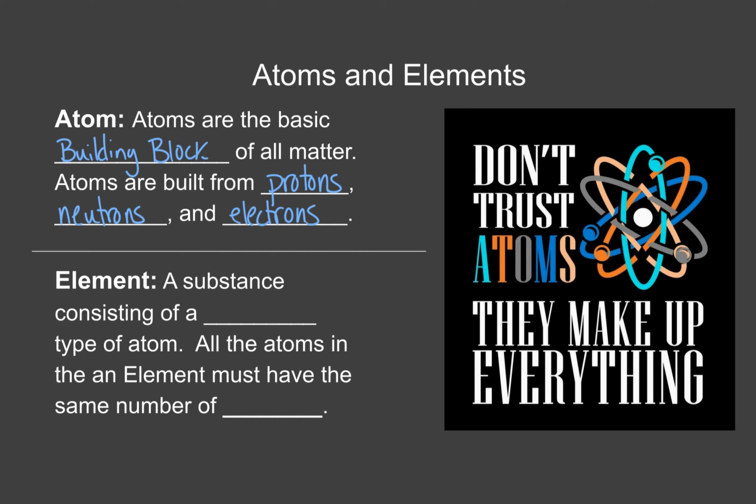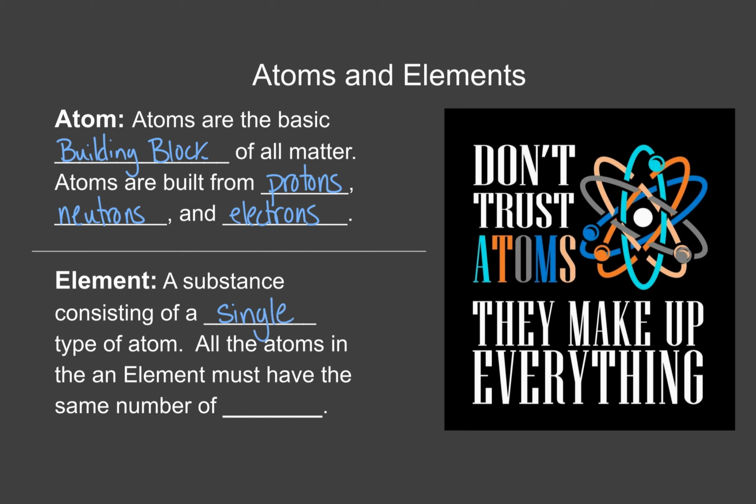So again, atoms are the basic building blocks of all matter on Earth, and matter is anything with mass. And all atoms are built up of protons, neutrons, and electrons, and different atoms would have different numbers of protons, neutrons, and electrons.